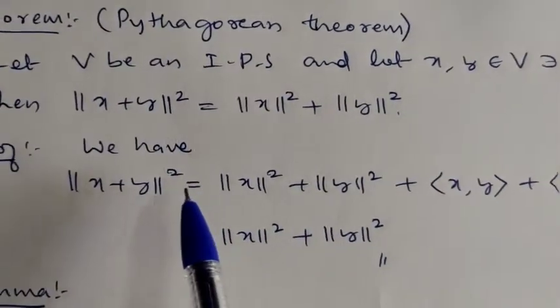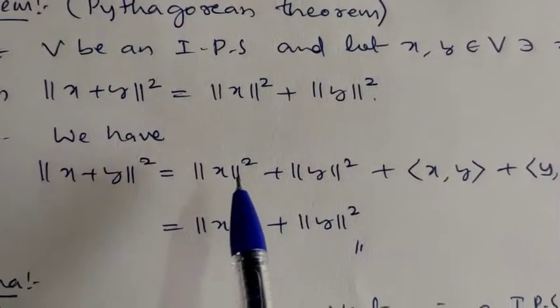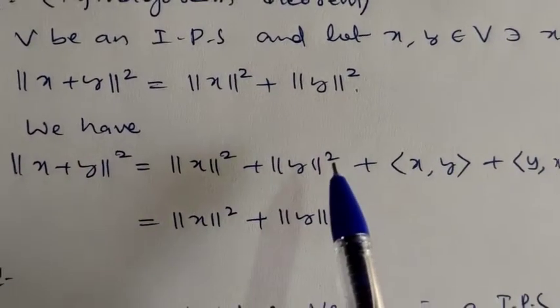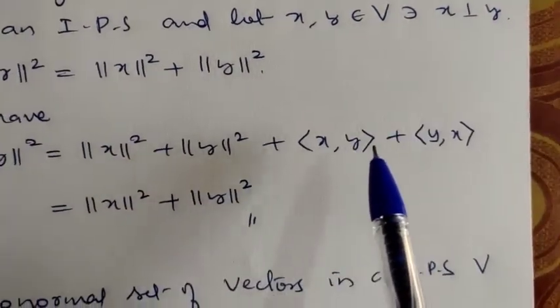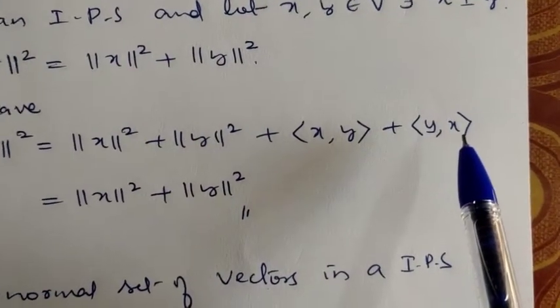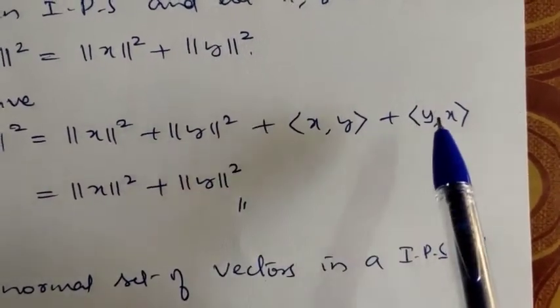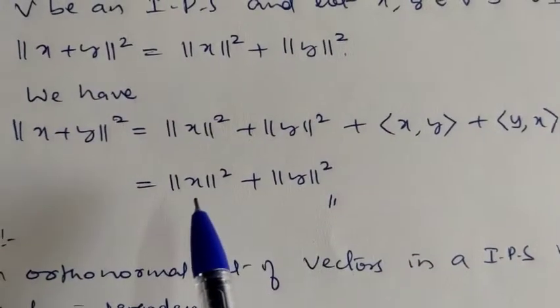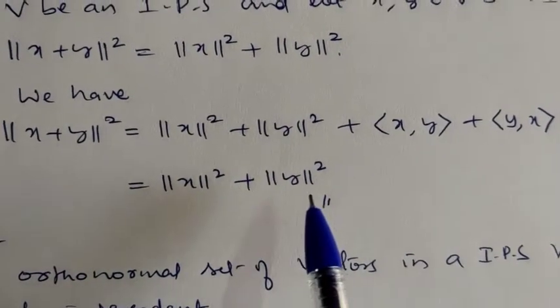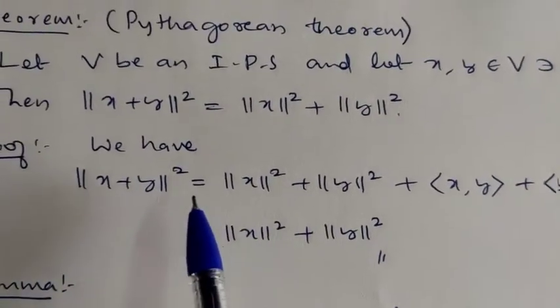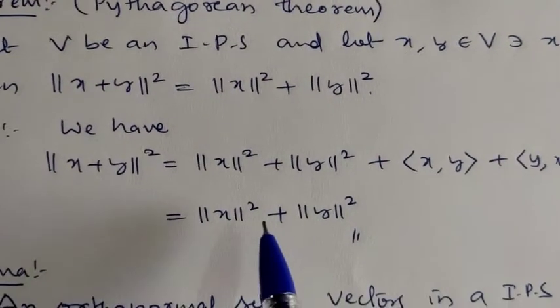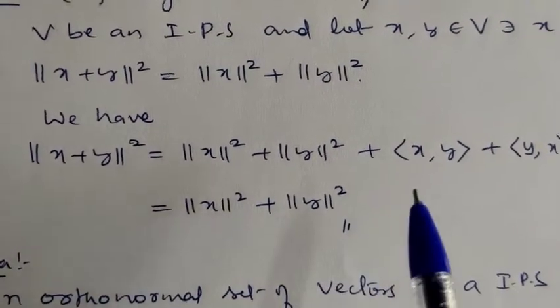Therefore, norm of x plus y whole square is equal to what? Norm of x square plus norm of y square plus inner product of x comma y plus inner product of y comma x. This we already know. So these two become zeros. So this is equal to norm of x square plus norm of y square. So norm of x plus y whole square is equal to norm of x square plus norm of y square. Okay.